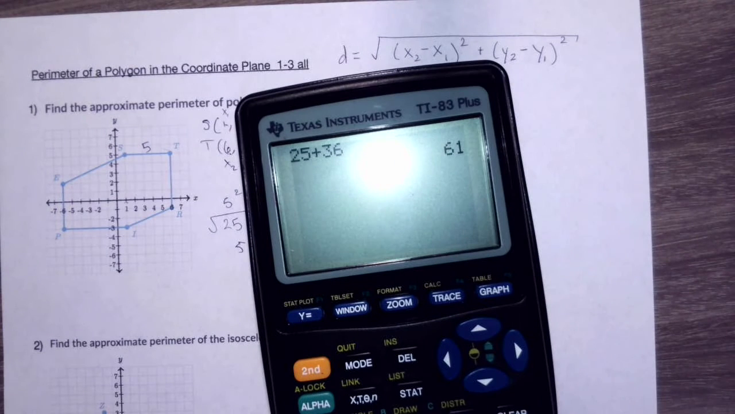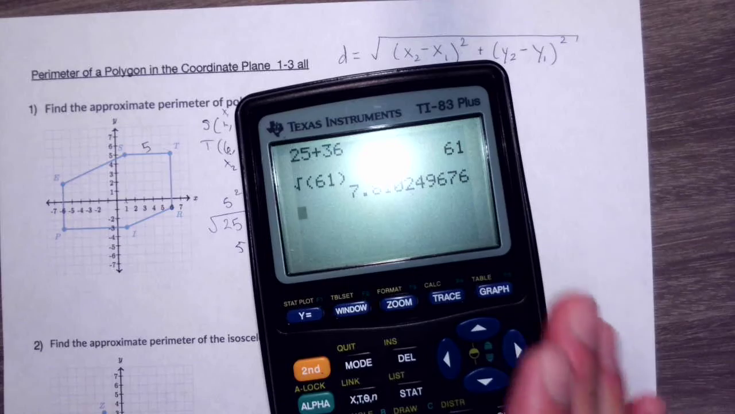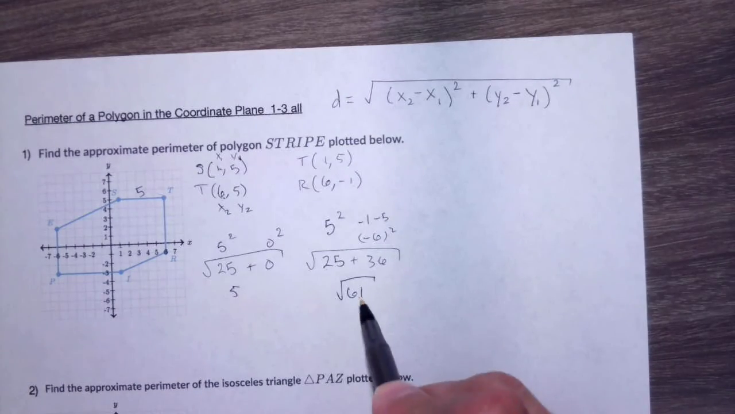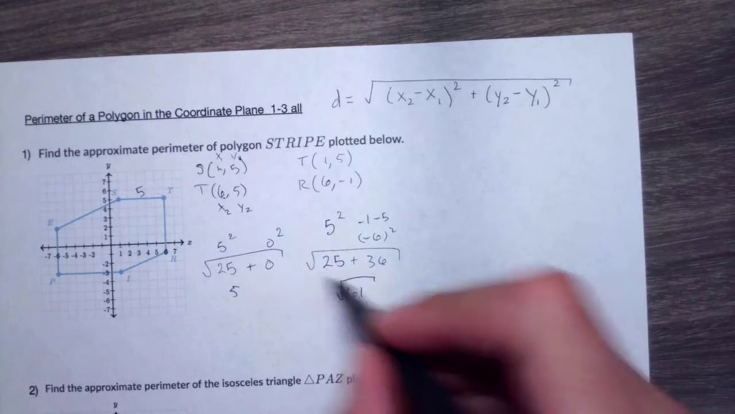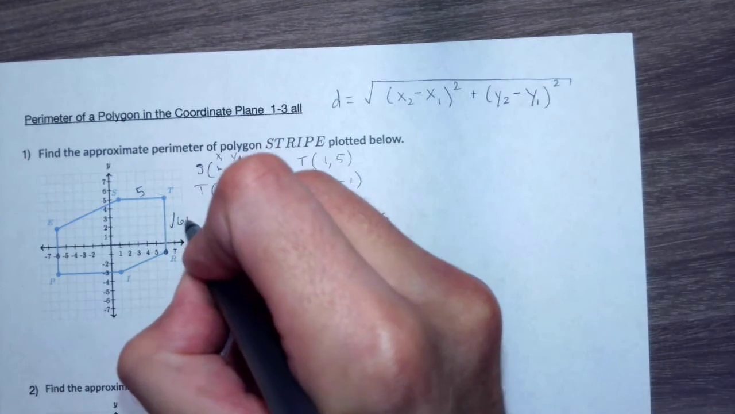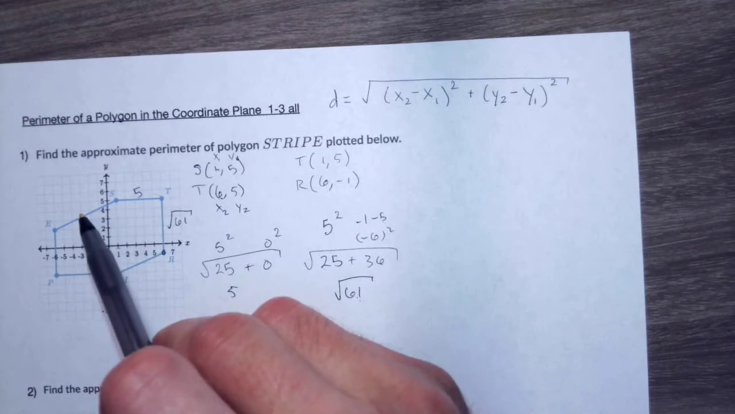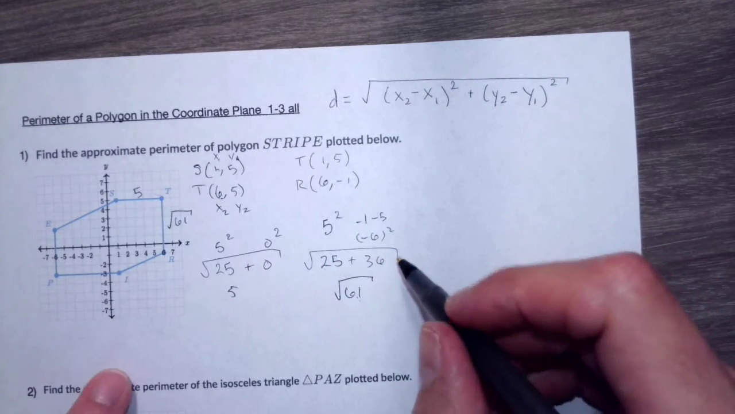If you round, the square root of 61 is 7.8 and so on. I'm just going to write the square root of 61. I'll put it in my calculator at the very end. So this is the square root of 61. And we'll just keep doing that for the rest. So here we go.